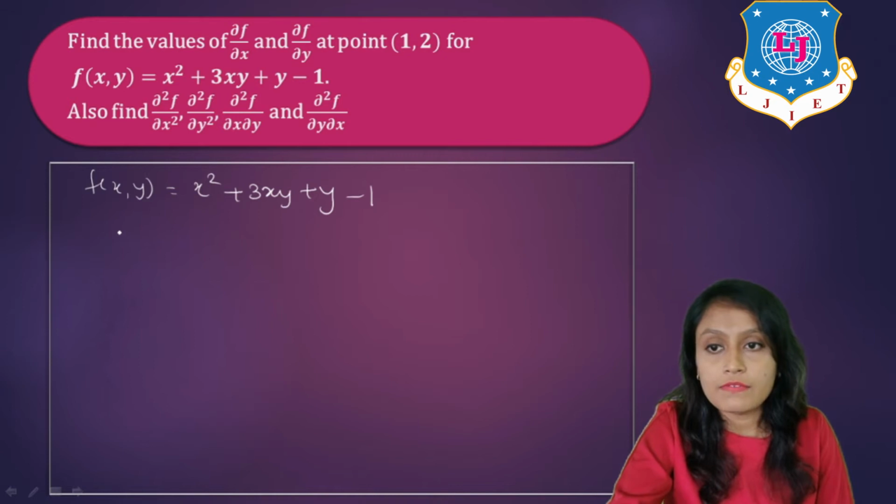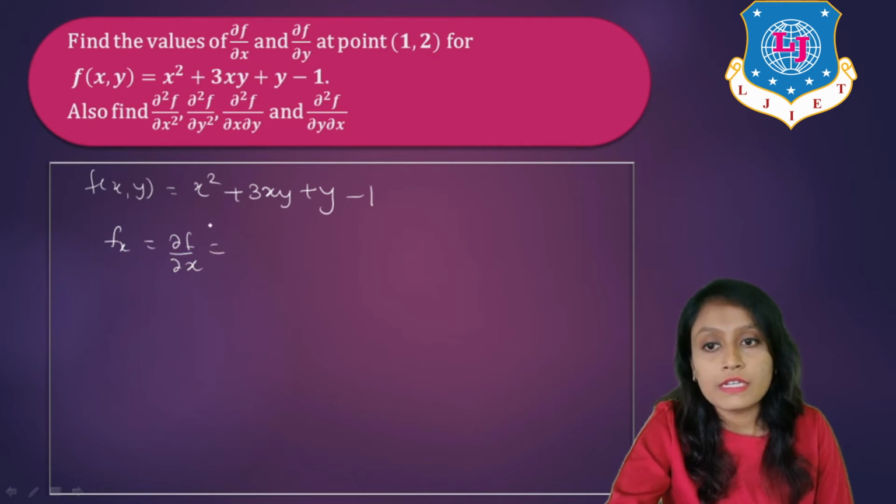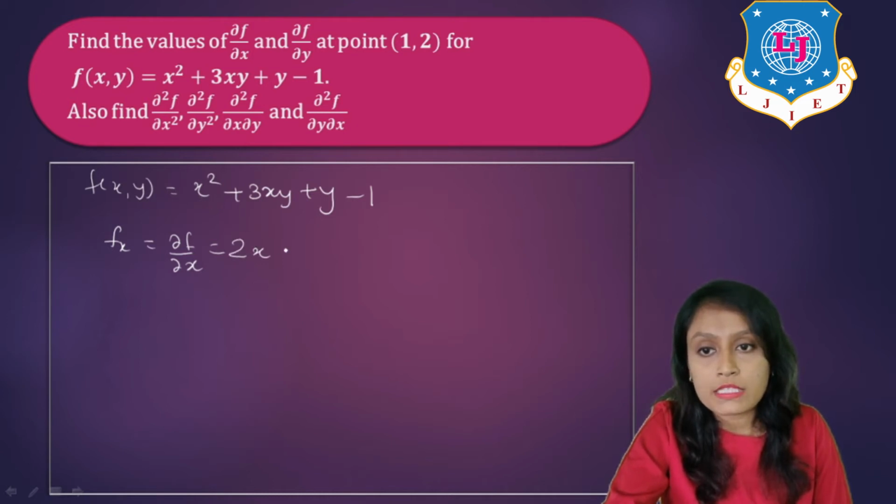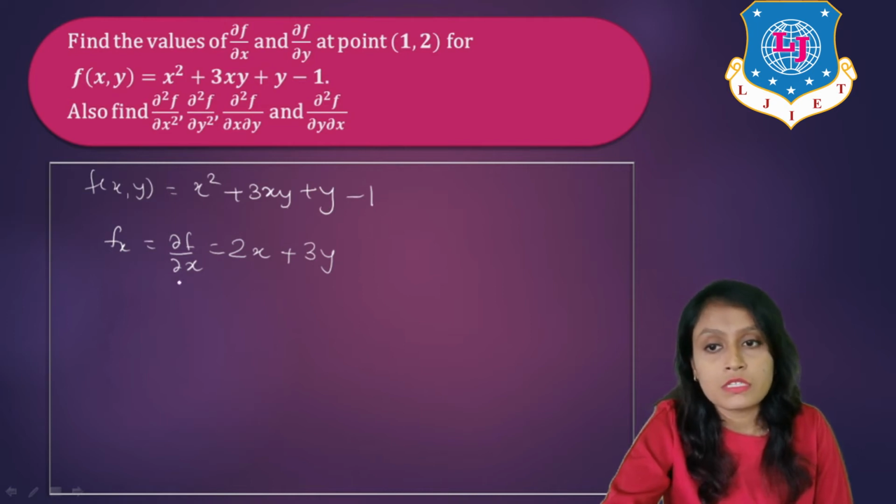So firstly we will find fx. Fx is what? Del f by del x. So whenever we will take the derivative of function f with respect to x, y will remain constant. Okay, so derivative of x square is what? 2x plus, now y is constant. Okay, so 3 and y constant, and derivative of x is 1. So here you will get 3y. Again, derivative of y, that is constant, so 0, and derivative of minus 1 is also 0.